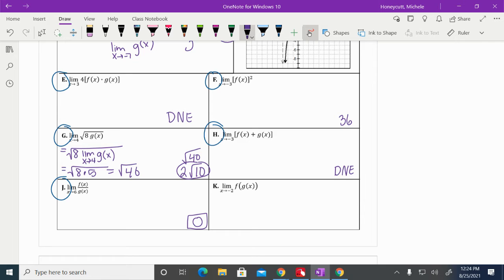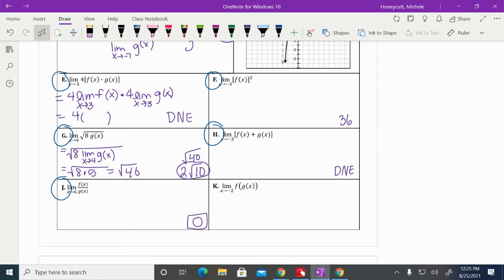Yes, Landon. Why was E does not exist? Okay, so E, I've got 4 times F times G, which means this 4 on the outside means the whole thing would be multiplied by 4. So I could say 4 times the limit as x approaches 3 of F times 4 times the limit as x approaches 3 of G. So the 4, I'm not going to do anything with yet. I'll just bring it down. The limit as x approaches 3 on F.